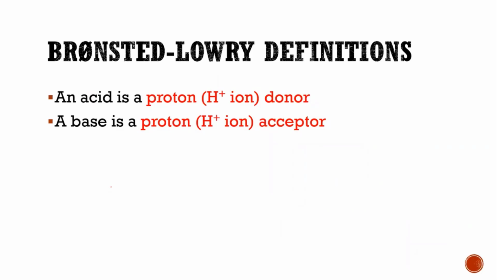So our definitions for Arrhenius are easy. We've seen them. An acid gives me H plus, a base gives me hydroxide, OH minus, and we saw in neutralization reactions, these come together. So an acid and base come together to produce water. And that's why we called it a neutralization reaction.